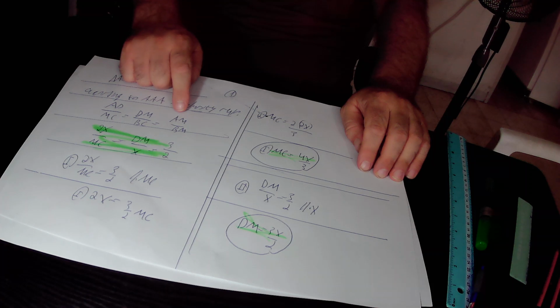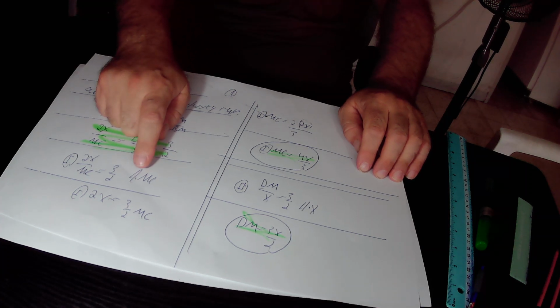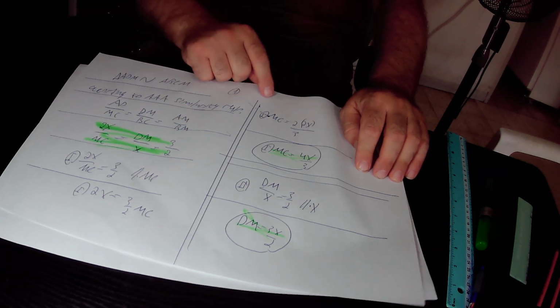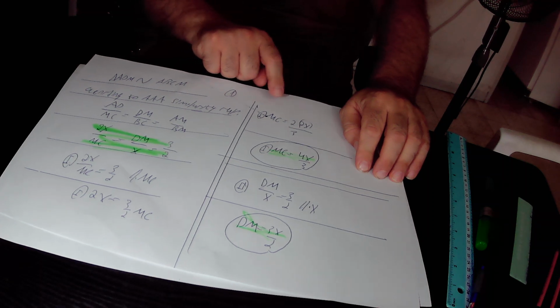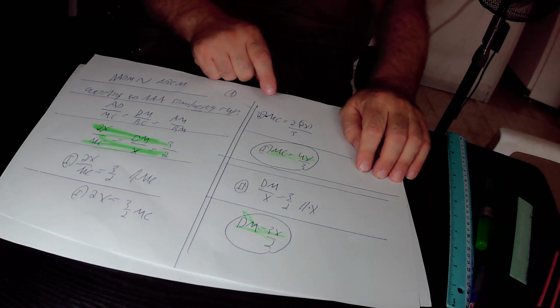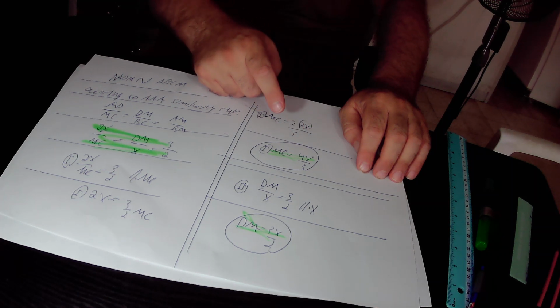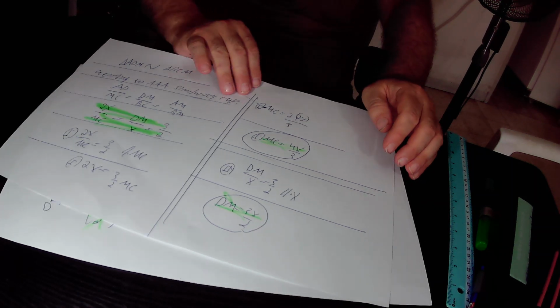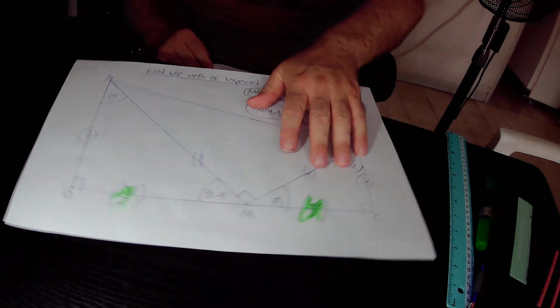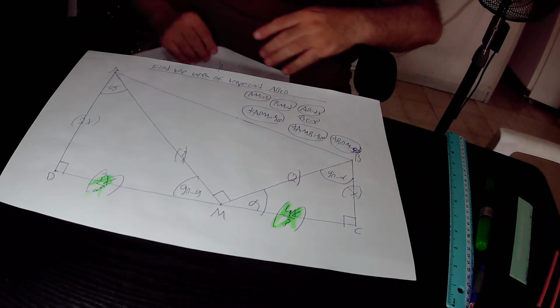Here we multiply this equation by 2 and divide it by 3 simultaneously and finally find that MC equals 2 times 2x over 3. So MC equals 2 times 2x, so it's 4x, divided by 3. So in total, we found out that MC equals 4x over 3.